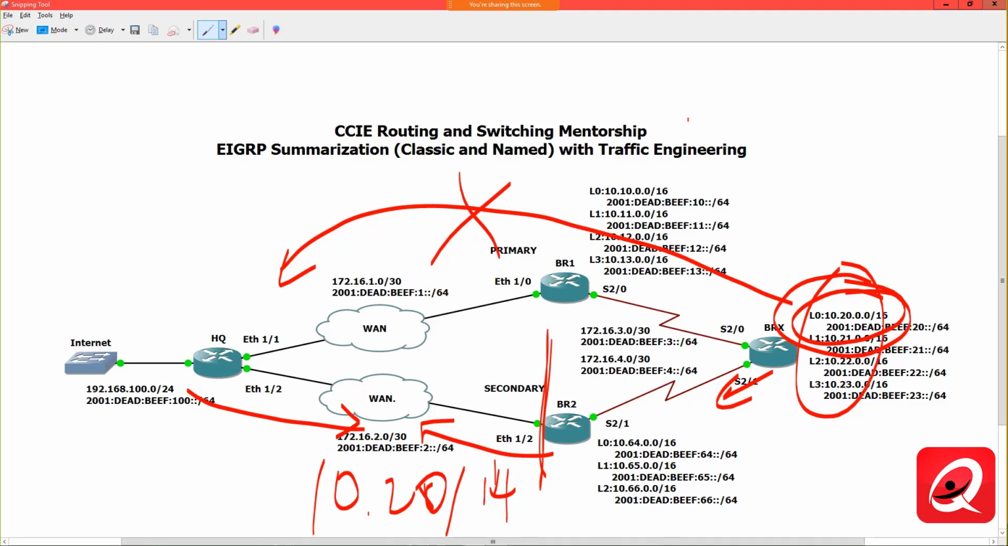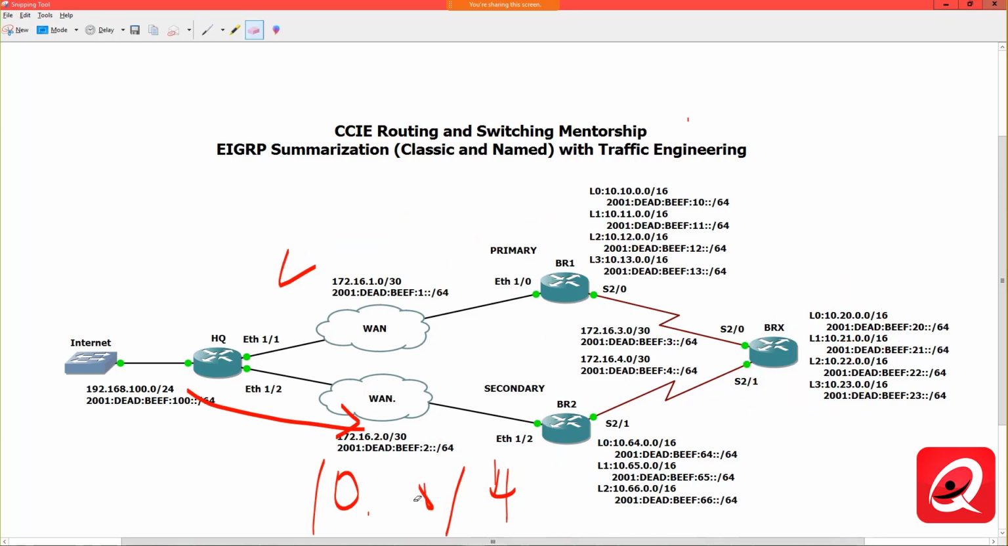Now, EIGRP does support two different types of summarization. There's auto summarization and manual summarization. Auto summary used to be enabled by default in EIGRP, but in version 15 and above, that auto summary feature is disabled, which is really good because it's very rare that we actually need auto summary in any of our topologies, especially this particular topology.